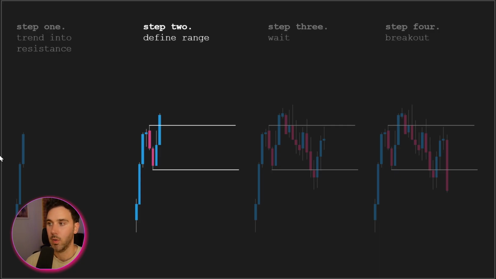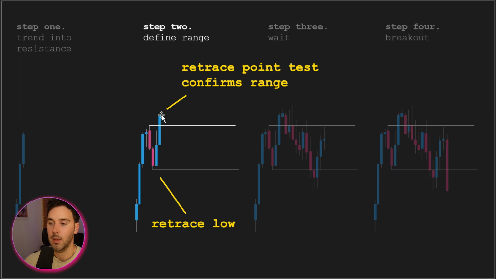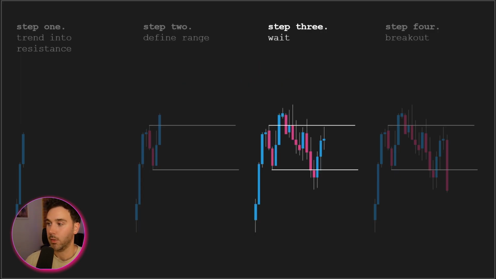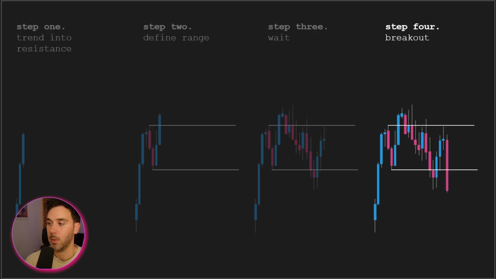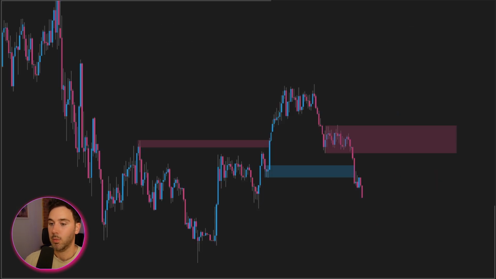Step 2, we're going to define our range in the same way that we did in previous videos. We look for the trend, we look for the retrace high, and we look for the retrace low, and that retrace low is confirmed when that retrace high is tested again. And then we're just going to wait for some sideways price action, and then wait for the breakout on step 4 to enter. Or if you're going to use a limit order, use it as a signal to enter with a limit order on a retest. So let's bring it back to the chart.